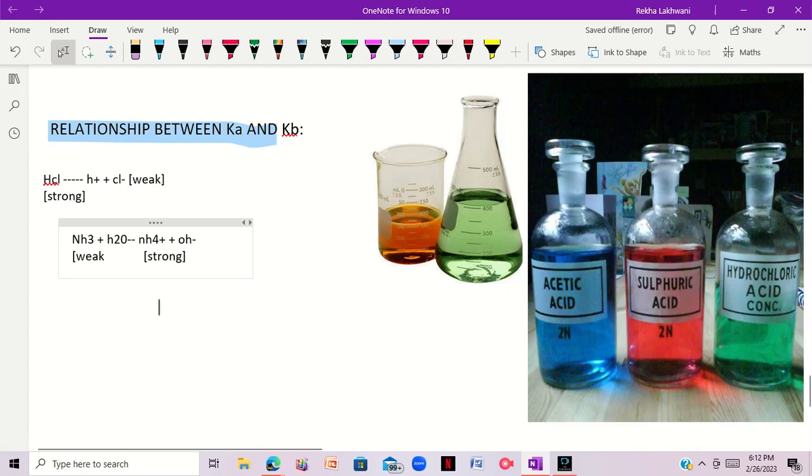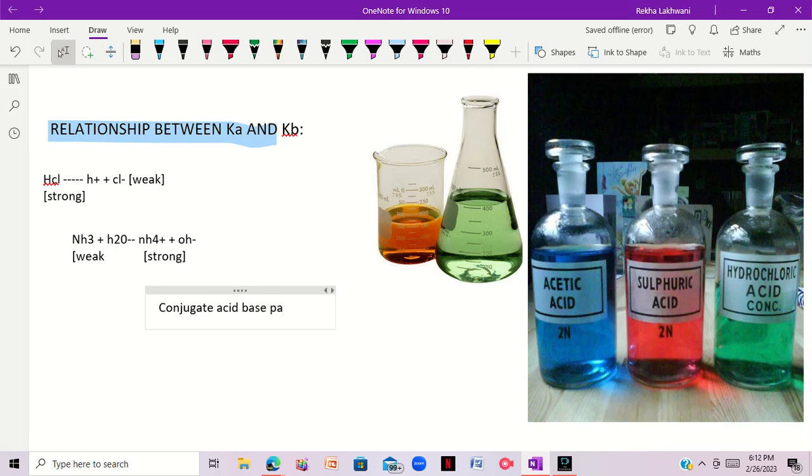Basically, these are a conjugate acid base pair, right? For example, this is ammonium. If we react this ammonium with water, it will produce ammonia, and it will produce water. Basically, this is just the reverse reaction.